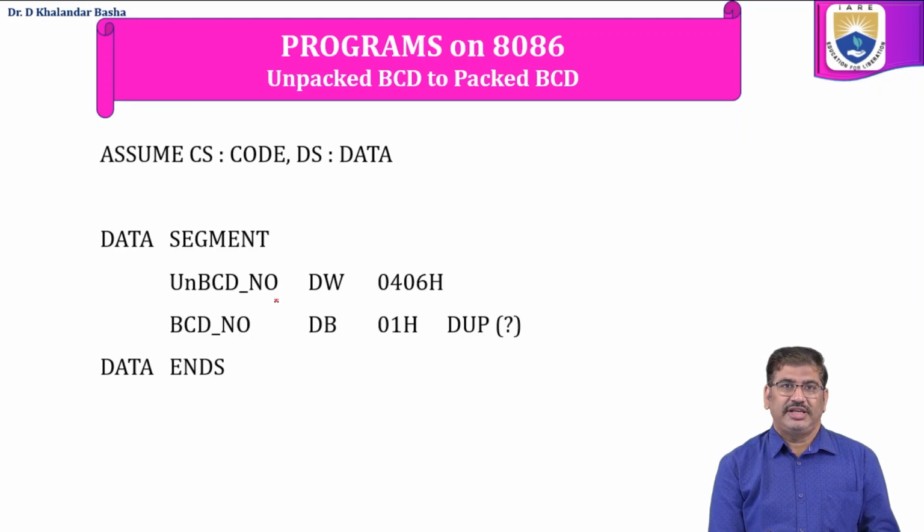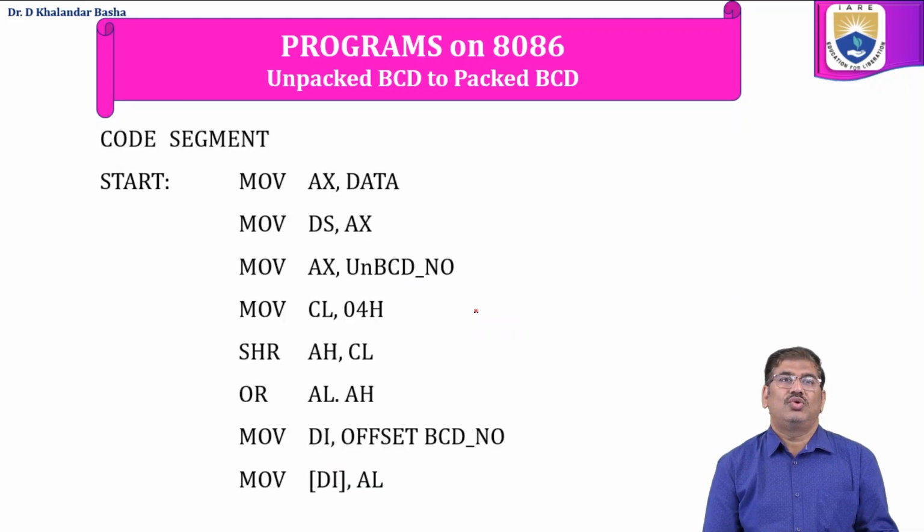The unpacked BCD number is the input, which is of 16-bit size. The value assigned is 0406H. After conversion into packed BCD, that will be loaded into memory. So to reserve the memory we use the DB assembler directive. As it is uninitialized, a question mark is used. We need only one memory location, which is of 8-bit size. Now we end this data segment by using the ENDS directive. As it corresponds to data, we precede it with data ENDS.